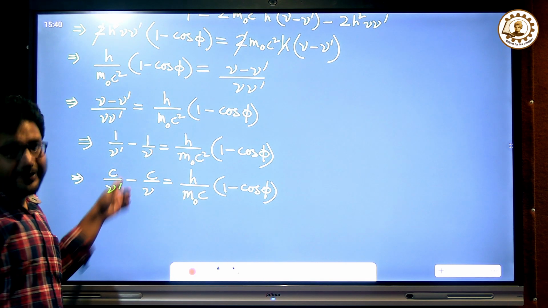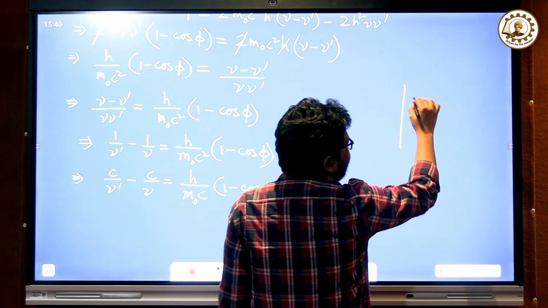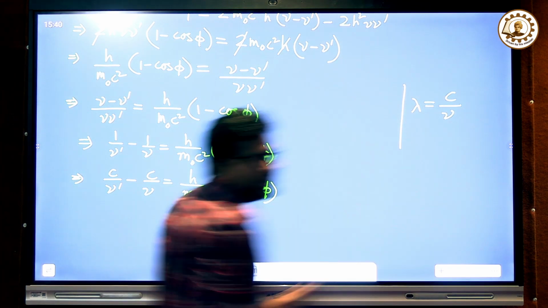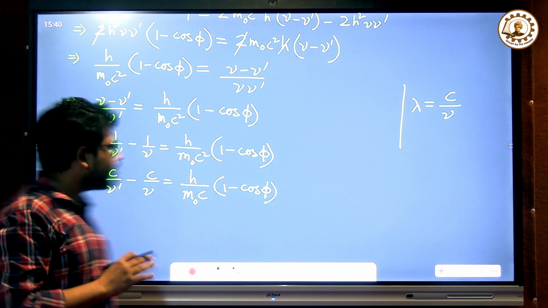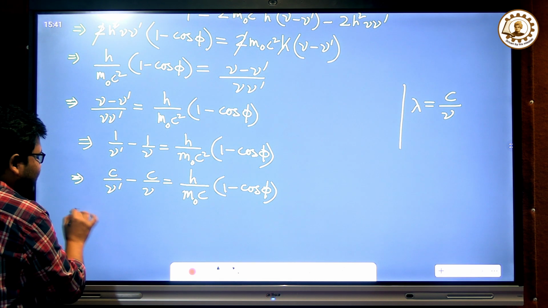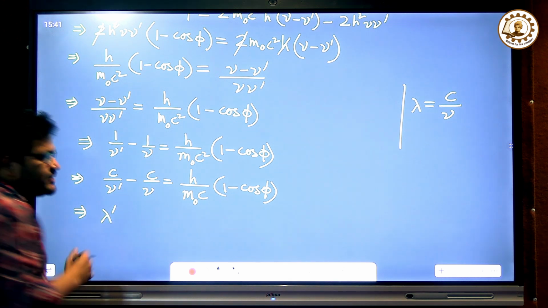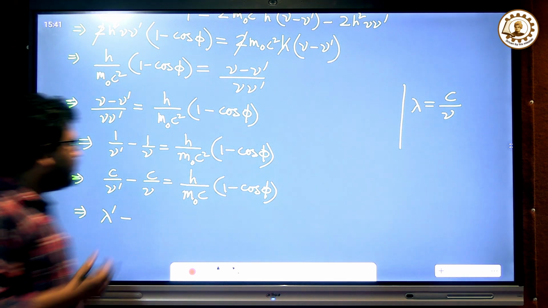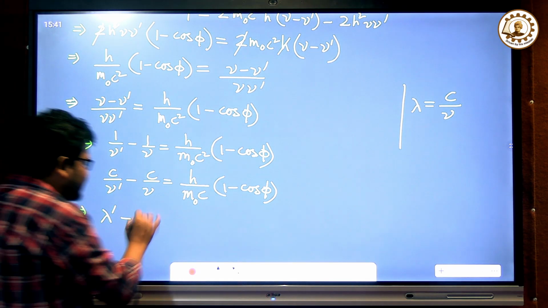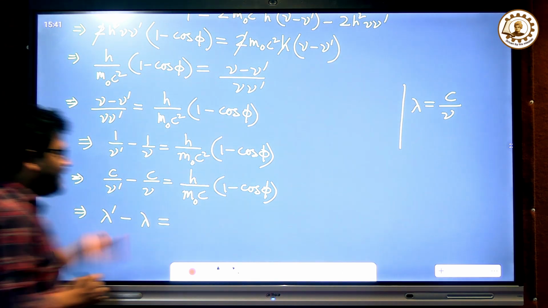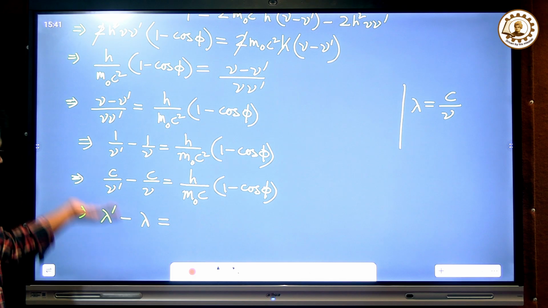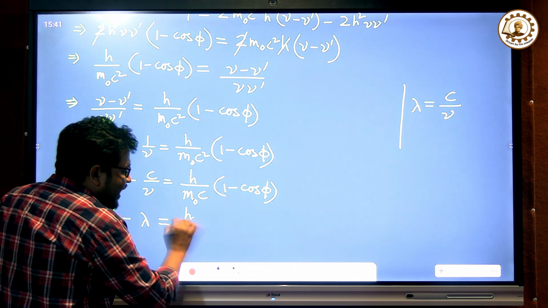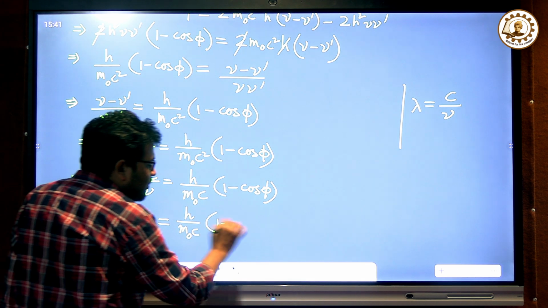Now look carefully, c by nu prime. We know that wavelength is equal to the velocity of the wave divided by its frequency, and it is also applicable for light. So c by nu prime is nothing but lambda prime, the wavelength of the scattered photon, minus c by nu, which is the wavelength of the incident photon, lambda. So the left hand side is the difference between the wavelengths of scattered photon and incident photon, lambda prime minus lambda, equals h by m0 c (1 minus cos phi).